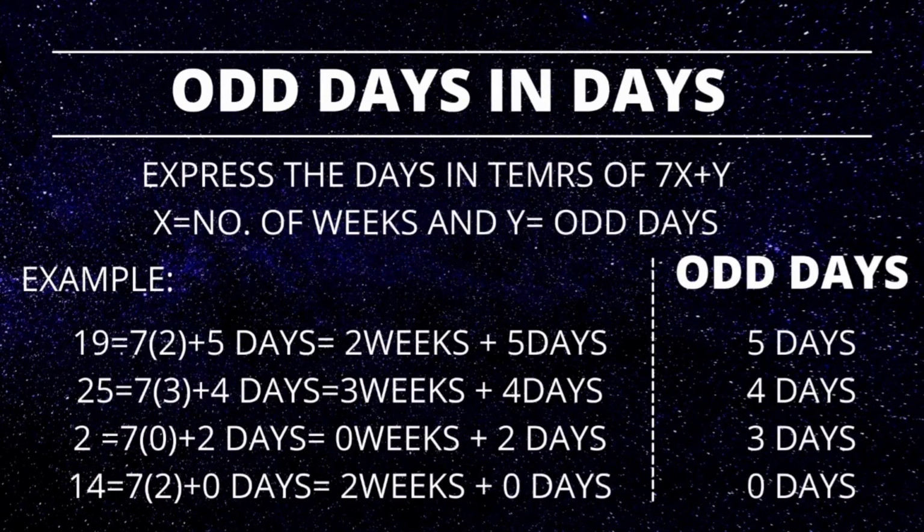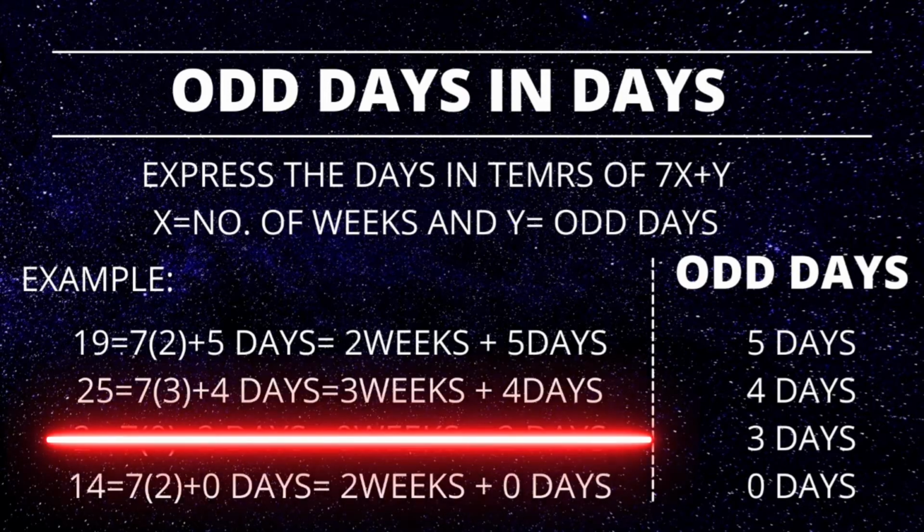Next, odd days in days. Express the day component of a date as 7x plus y, where x will be the number of complete weeks and y will be the number of odd days. For example, if the date is 25-10-2020, you can represent the day component of the date, that is 25, as 7 into 3 plus 4, which means 3 complete weeks and 4 odd days.